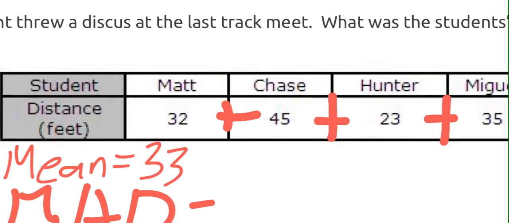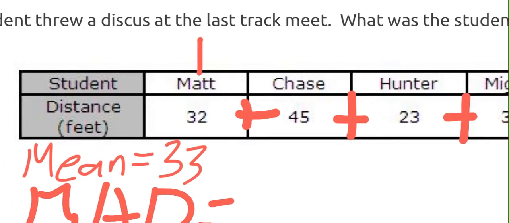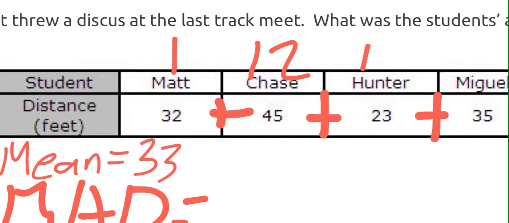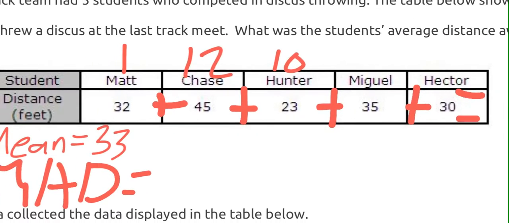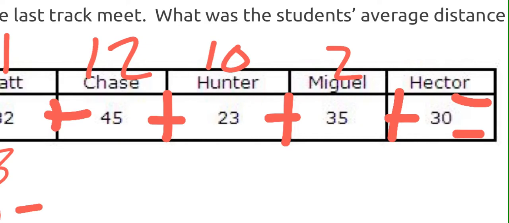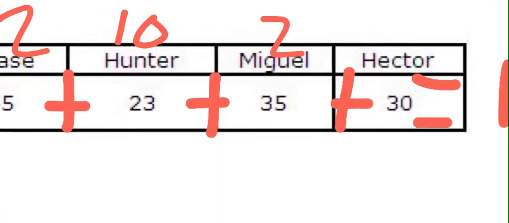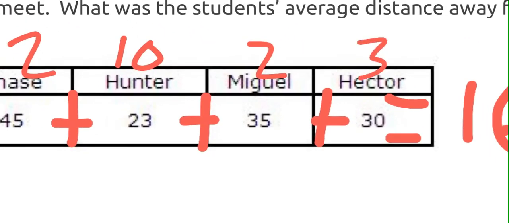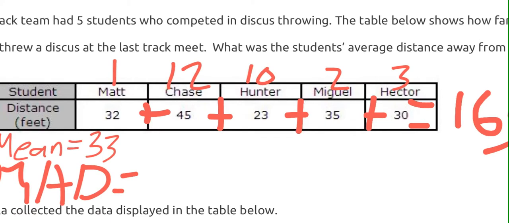So the difference between 32 and 33 is 1. Between 45 and 33, let's see, that'd be 5, 7, 12. Then 23 and 33 are 10 apart. 35 and 33 are 2 apart. And 33 and 30 are 3 apart.